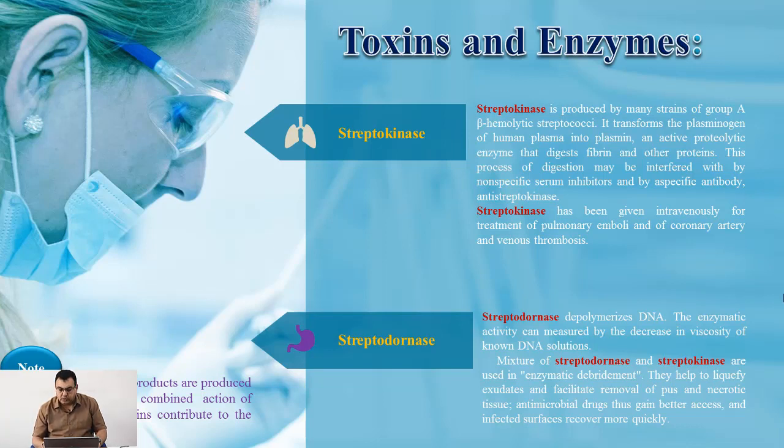Type two, streptodornase. Streptodornase depolymerizes DNA. The enzymatic activity can be measured by the decrease in viscosity of a known DNA solution. Mixtures of streptodornase and streptokinase are used in enzymatic debridement. They help to liquefy exudates and facilitate removal of pus and necrotic tissue. Antimicrobial drugs then gain better access, and infected surfaces recover more quickly.